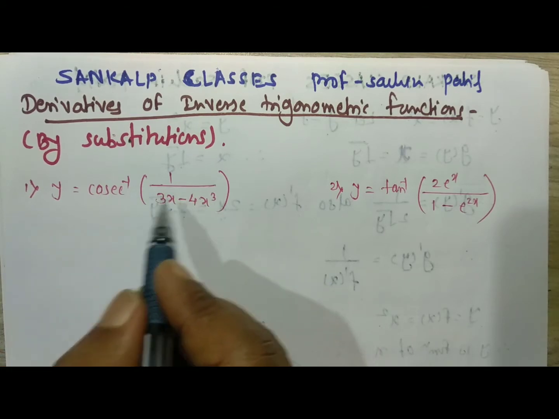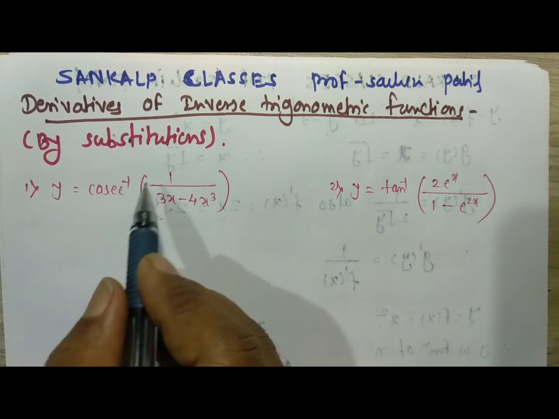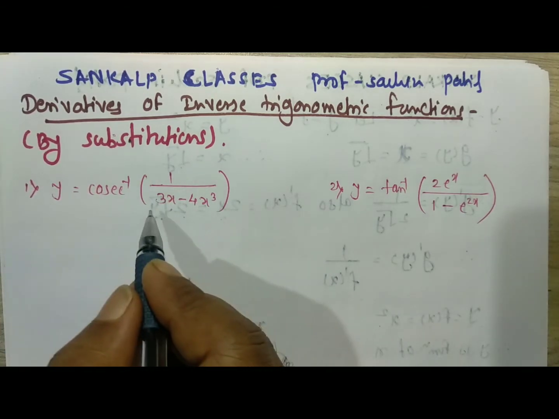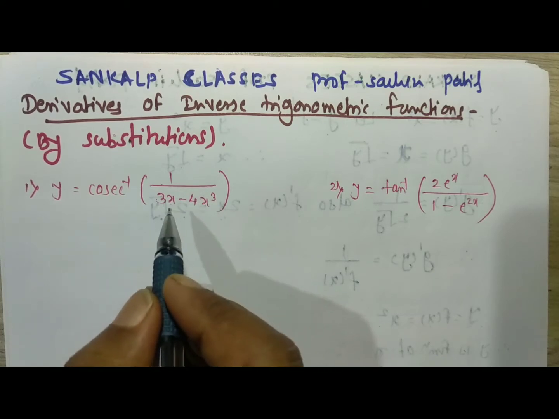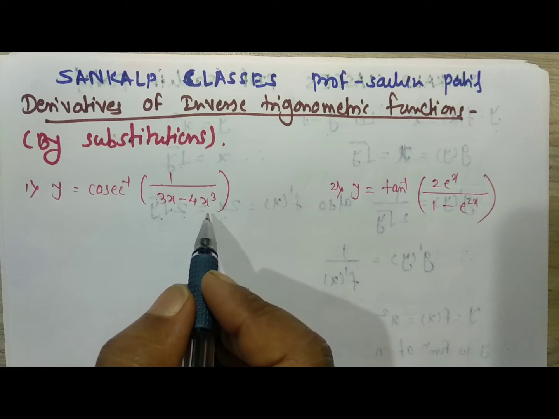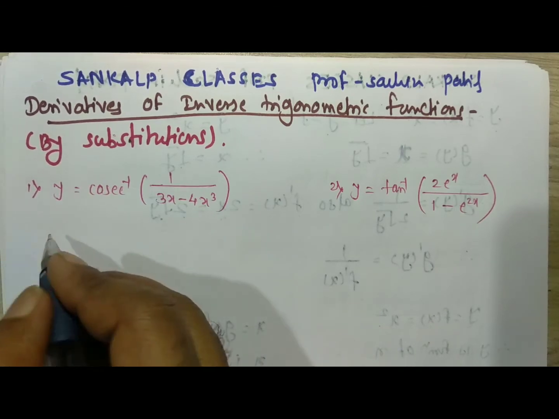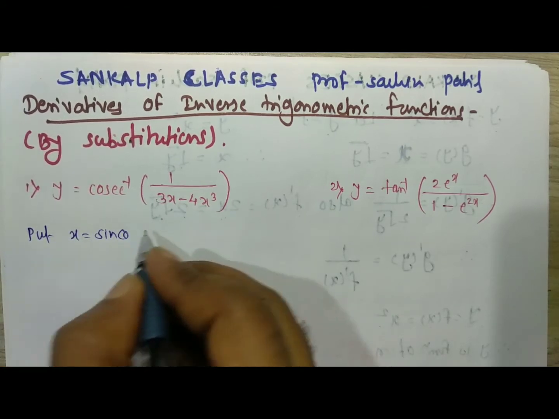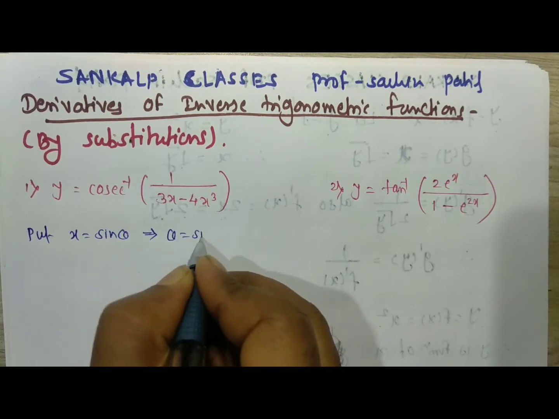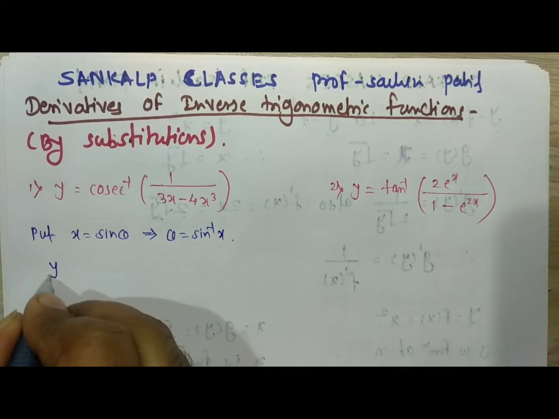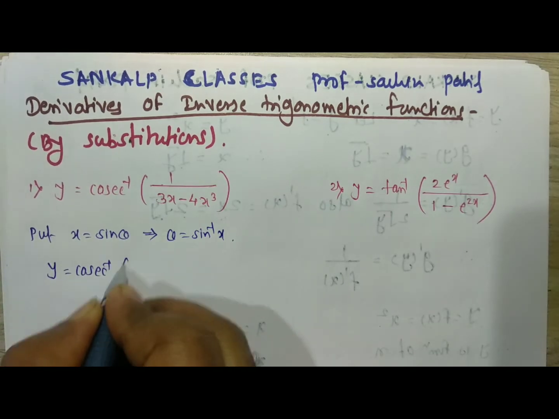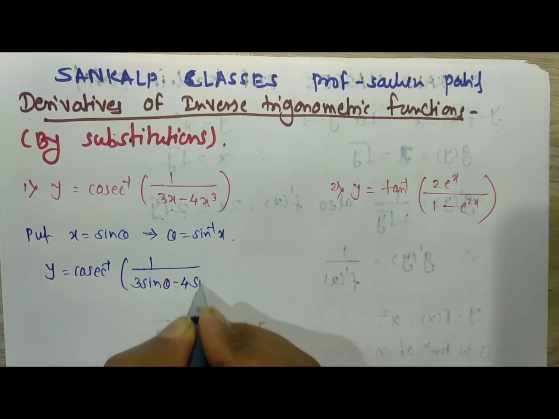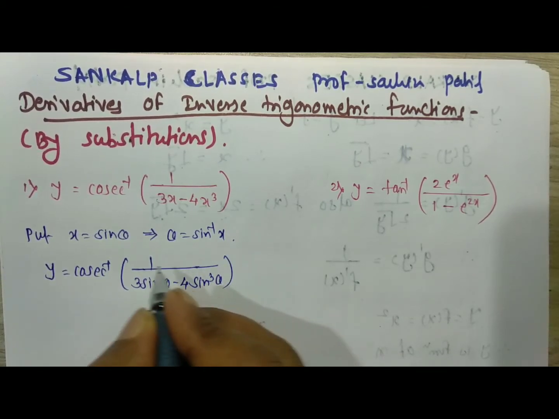First of all, we have to directly use the formula related to that: cosec inverse 1 divided by x is equal to sine inverse x. We use x is equal to sine theta because it closely resembles the formula of sine 3 theta. Therefore, put x is equal to sine theta. It implies that theta is equal to sine inverse x, and therefore y is equal to cosec inverse inside the bracket 1 divided by 3 sine theta minus 4 sine cube theta.